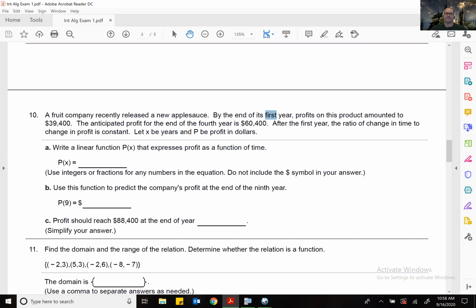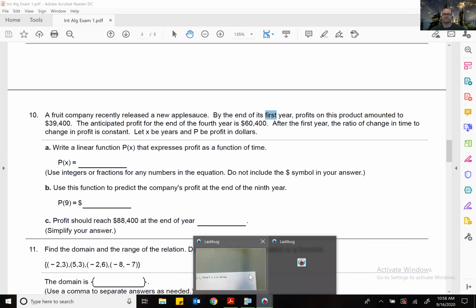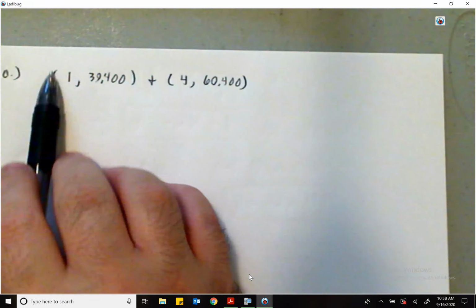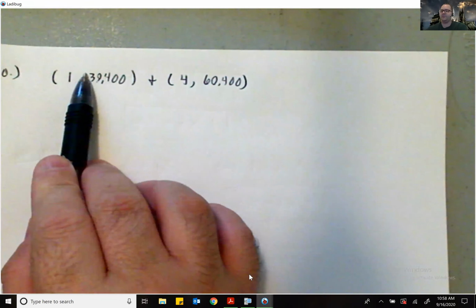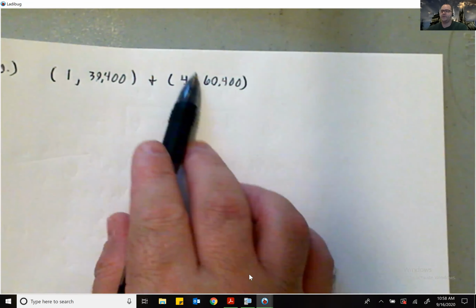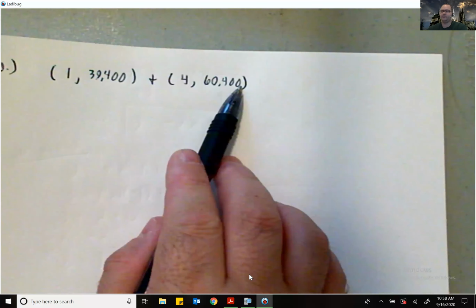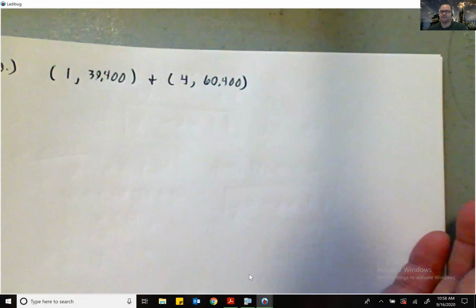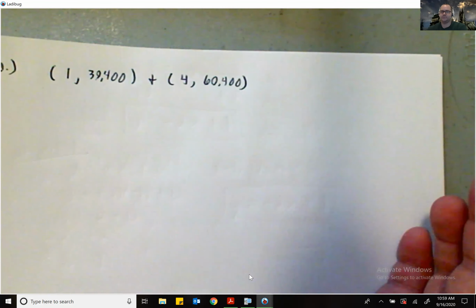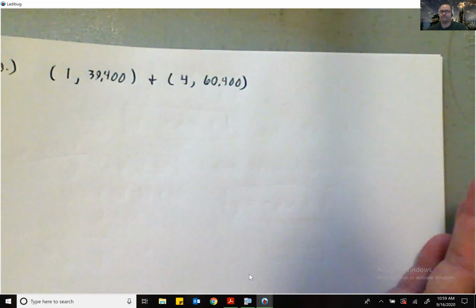So our points look like this. Because in the first year, this is how much we made. And then that third sentence says, in the fourth year, this is how much we made. All it is, is 2 points in disguise. Everyone good so far?